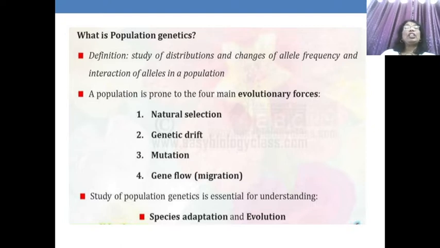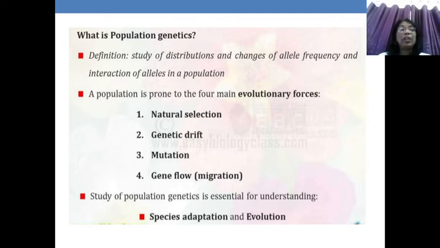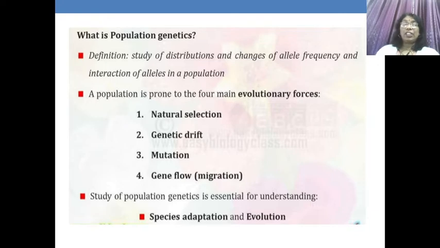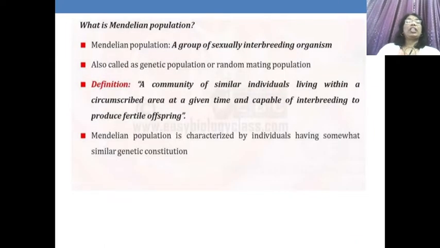A population is prone to the four main evolutionary forces. Which are these four? First is natural selection. Second is genetic drift. Third one is mutation, and fourth is gene flow. It is also termed as migration. Study of population genetics is essential for understanding the species adaptation as well as evolution which takes place in that species. For a proper study of species adaptation and evolution, we have to study population genetics.